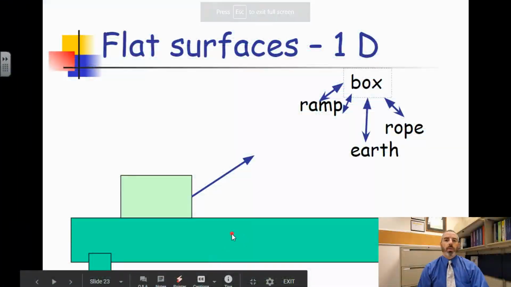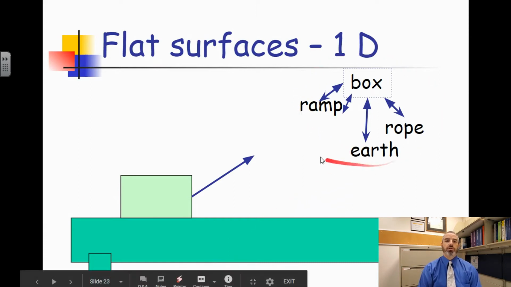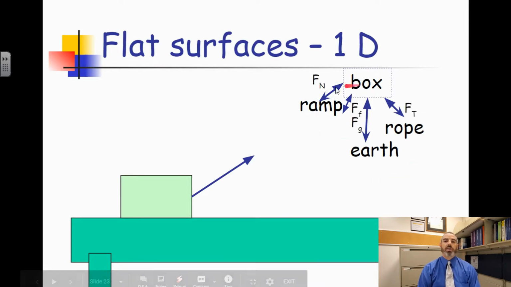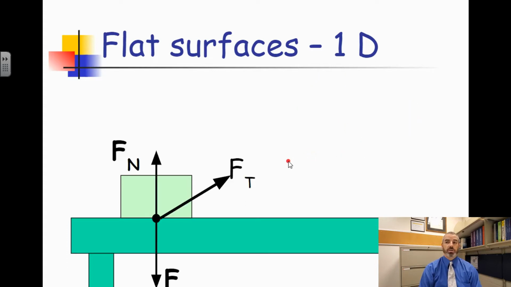All right, so here we have a problem where a box is being pulled at an angle. The first step is drawing our system schema. We can see our system schema. We have the ramp, the earth, and the rope all interacting with the box, where the ramp has two interactions. That interaction is not only the normal force, but also the friction force.